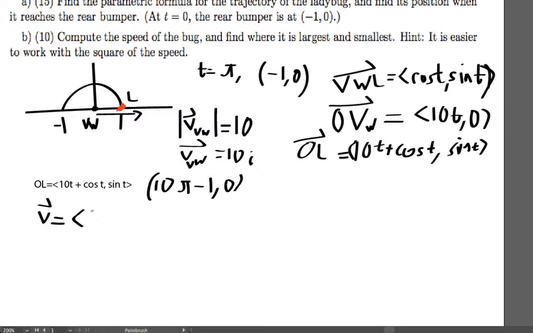Derive the x component and then just derive the y component. So in this case we want to take the derivative over t. That would be 10 for 10t, cosine t would be minus sine t, and sine t here would be cosine t. Good.